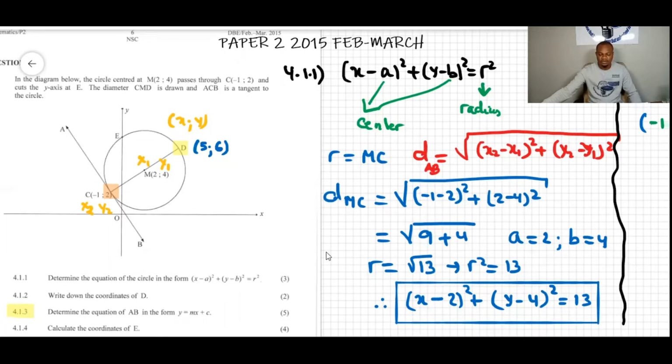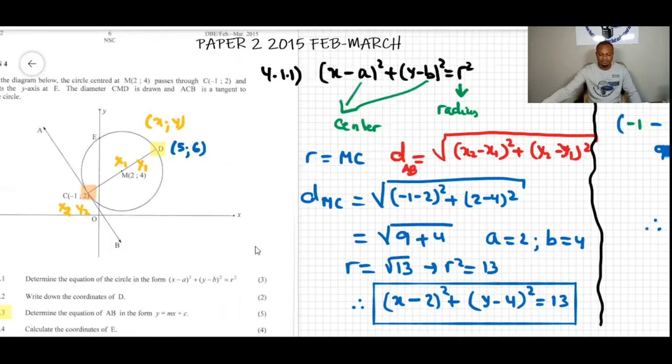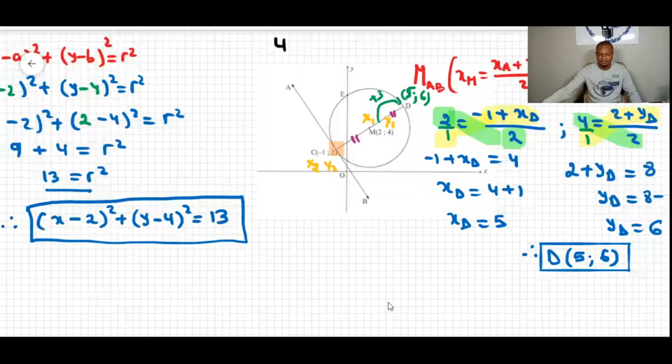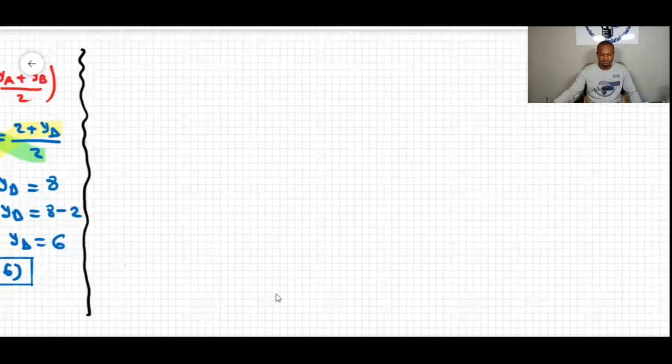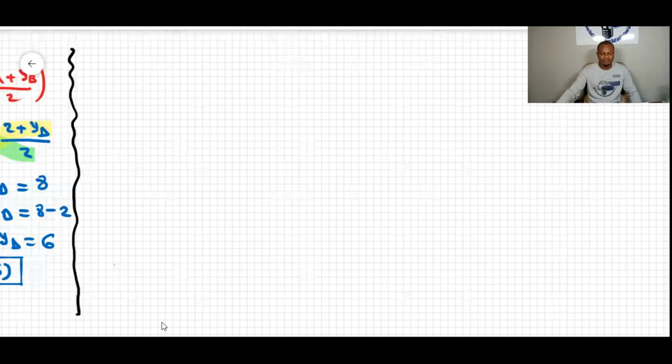To calculate now, let's split the board and move. I am going to write here 4.1.3. So we are asked to calculate the equation of the tangent. The equation of the line AB is what we're looking for. We do know that the equation of a line is given by y = mx + c.